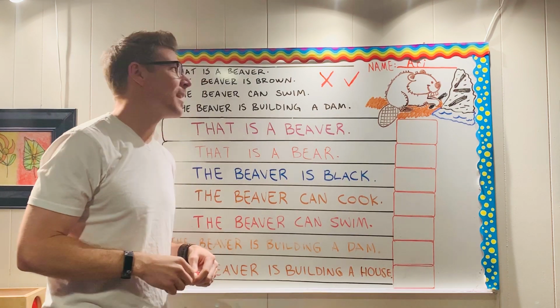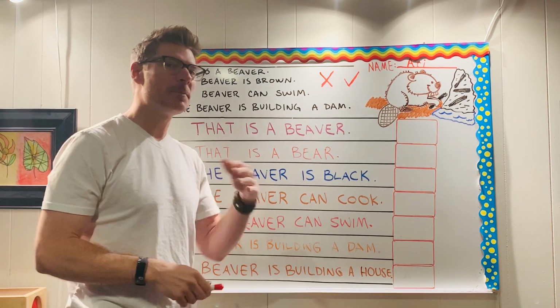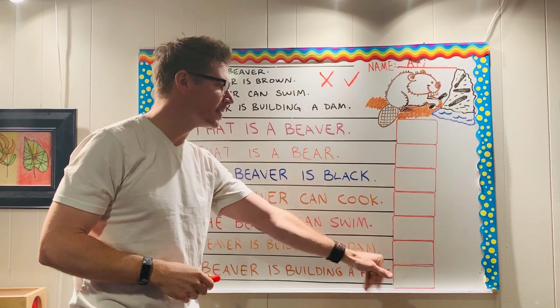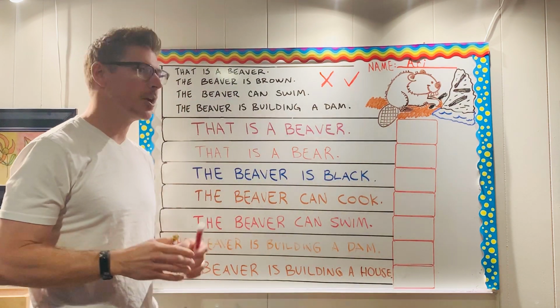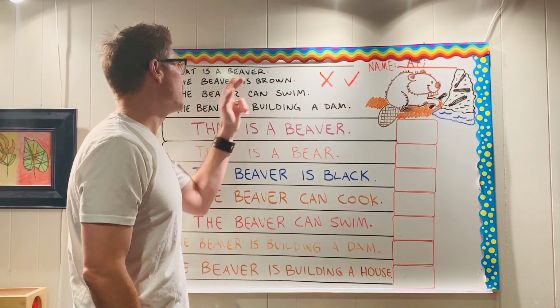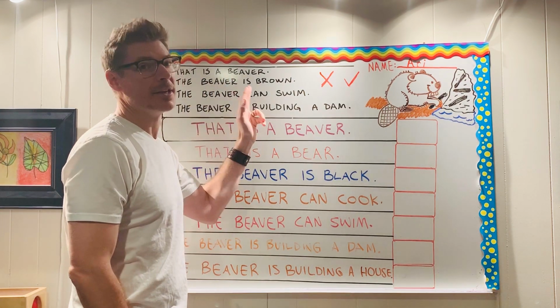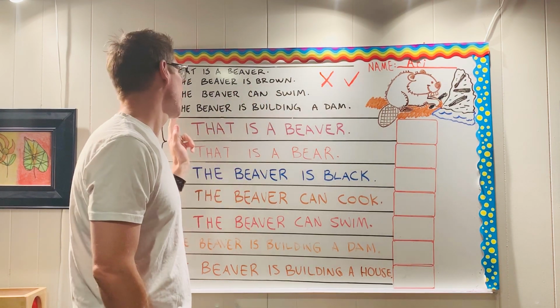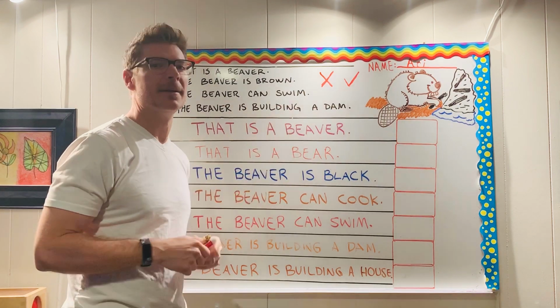Okay, after you practice that a few more times, flip your paper back over so you see all of our sentences and our boxes down the side. All right, here we go. Let's review the story one more time. That is a beaver. The beaver is brown. The beaver can swim. The beaver is building a dam.